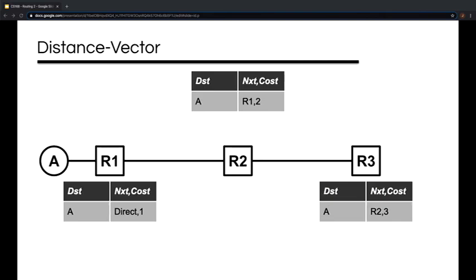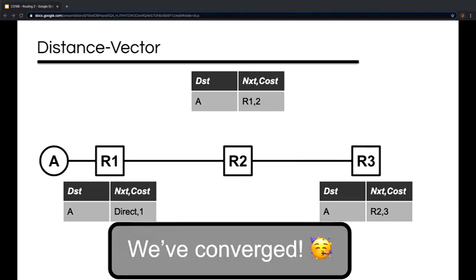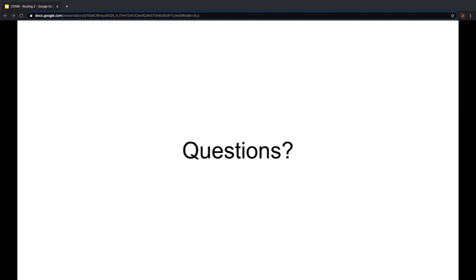And so now what happens? Are we done? Yeah, so if we followed my directions to the letter, R3 is going to send it back, right? And it's worse than the current route at R2, and so it's going to get ignored. And now we've converged. Now we're done, right? Now there's nothing else to do. Everybody's got a table entry that reflects reality. Their table hasn't changed, and so we're done. Any questions on this example?